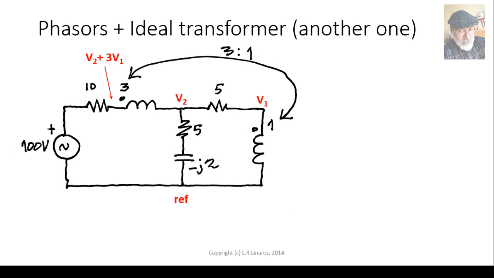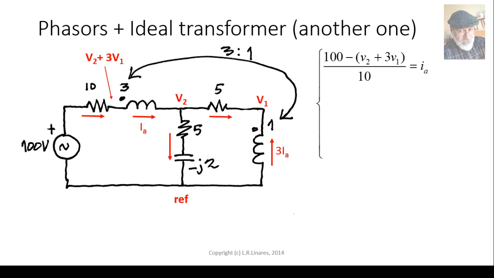V high is 3 times V low. Well, that's fine. But now we have to include the currents. This current is I_A, entering the dot of the winding. So this current is leaving the dot of the other winding, and it's 3 times that big, 3 times I_A. And now we represent the branch currents, arbitrarily chosen, and we write KCL equations, right?